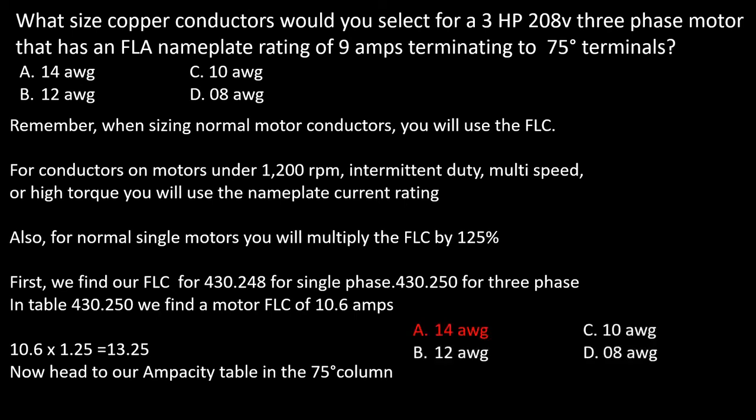All right, let's go ahead and jump right into it. In this case, we come down, we find that a 14-gauge wire in the 75° C column is good to cover our 13.25 amps, and we select A.